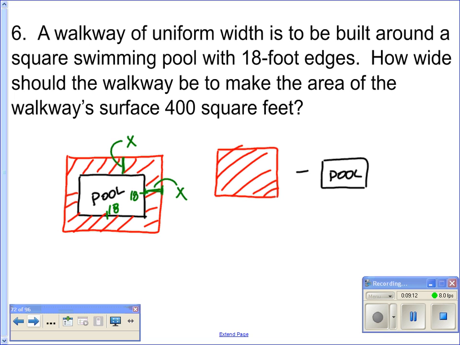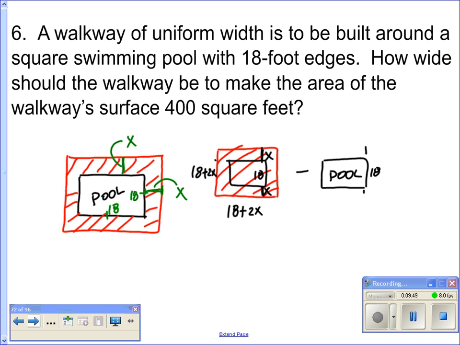Okay, so we need to think about the dimensions. If the dimensions of the pool are 18 and the width here is x, then if this is 18 and we're adding x on both sides, the dimensions of the bigger square are going to be 18 plus 2x, and this is going to be 18 plus 2x. The 2x is coming because you're getting x here and x there, adding both of those to the original 18 of the pool.